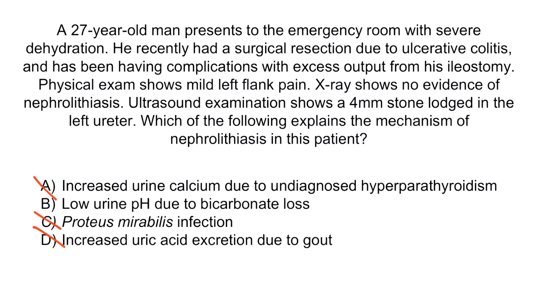D is incorrect because although this patient has uric acid stones, his symptoms are not consistent with gout. So again, the correct answer is B, low urine pH due to bicarbonate loss. And that concludes this section.